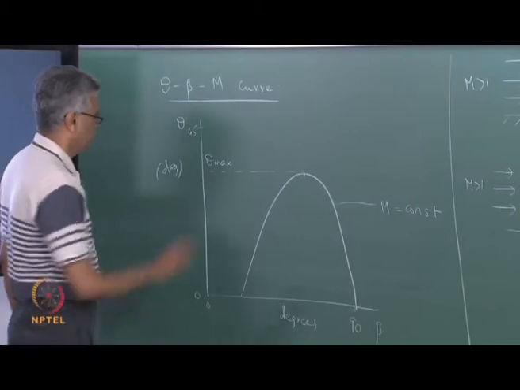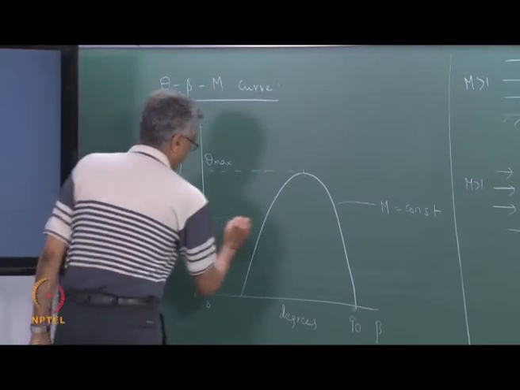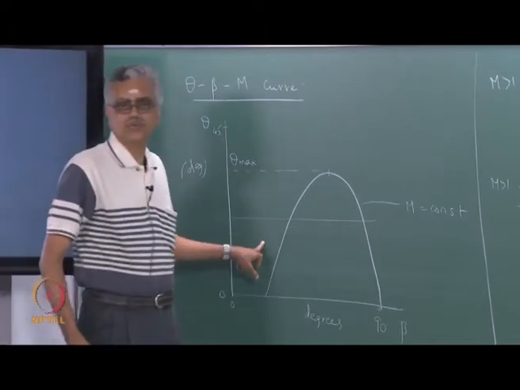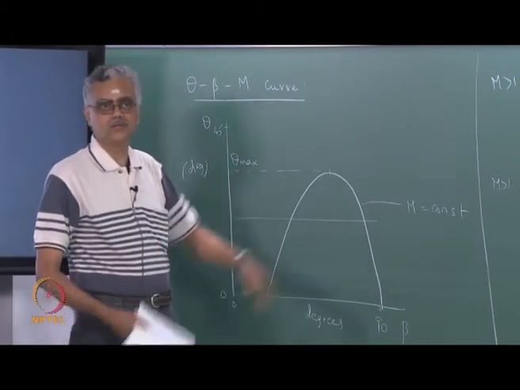The second point is, for a given value of theta, so this is a given value of theta, notice that two solutions are possible, one on this branch, another one on this branch.